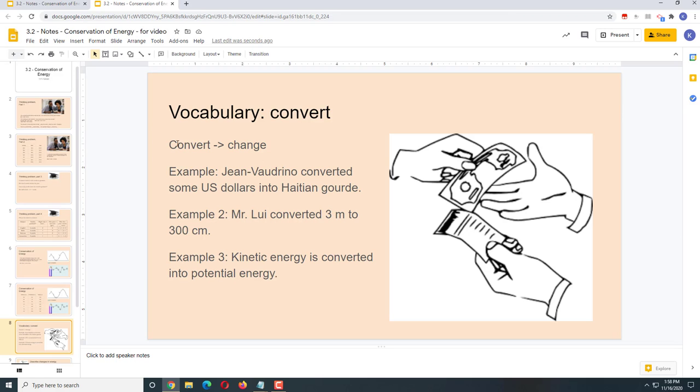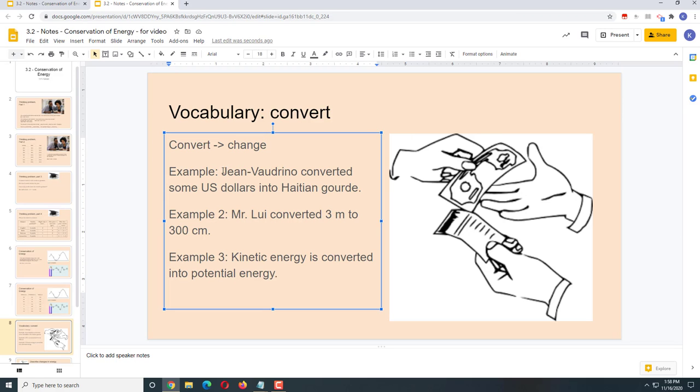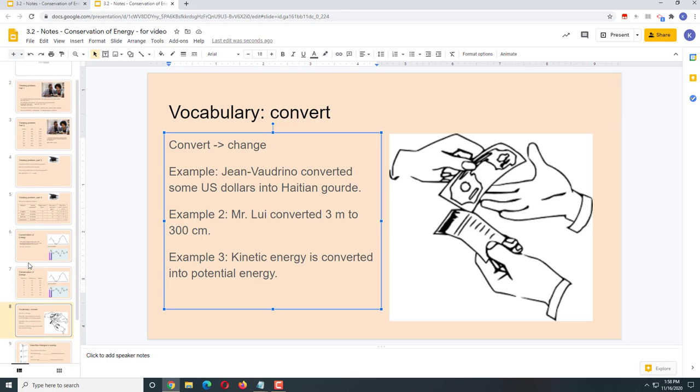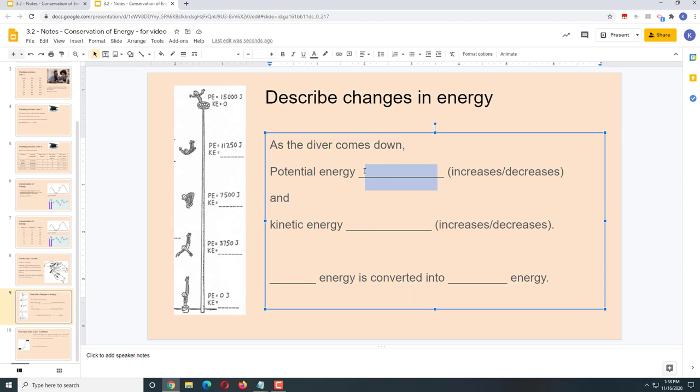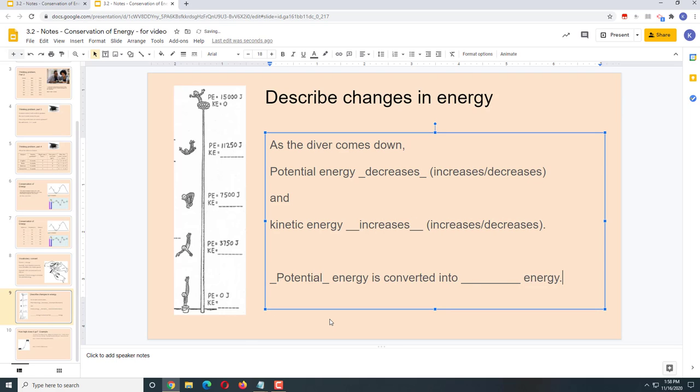Next, convert means to change. For example, we can say Jim Aldrino converted some US dollars into Haitian gold. Example 2, Mr. Loy converted 3 meters to 300 centimeters. Example 3, kinetic energy is converted into potential energy. So when the diver is coming down, we have less and less potential energy, so potential energy decreases, kinetic energy increases. We can say that potential energy is converted into kinetic energy.